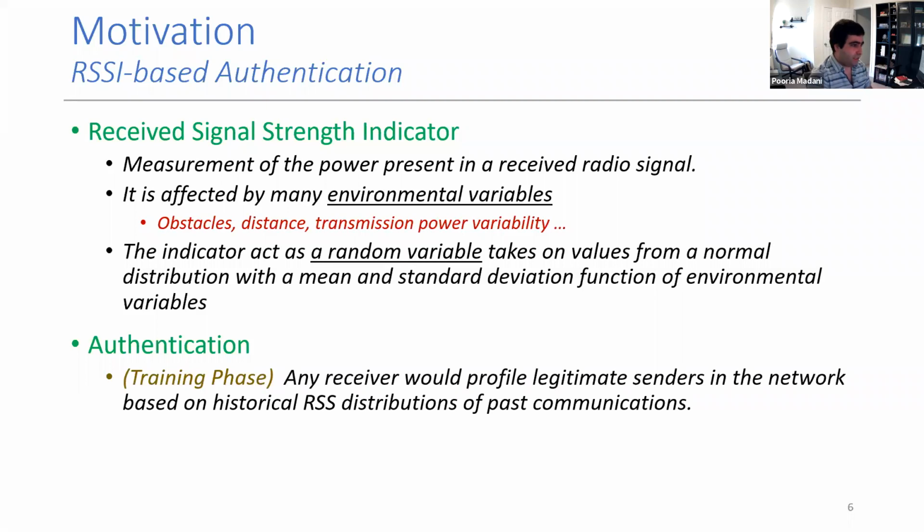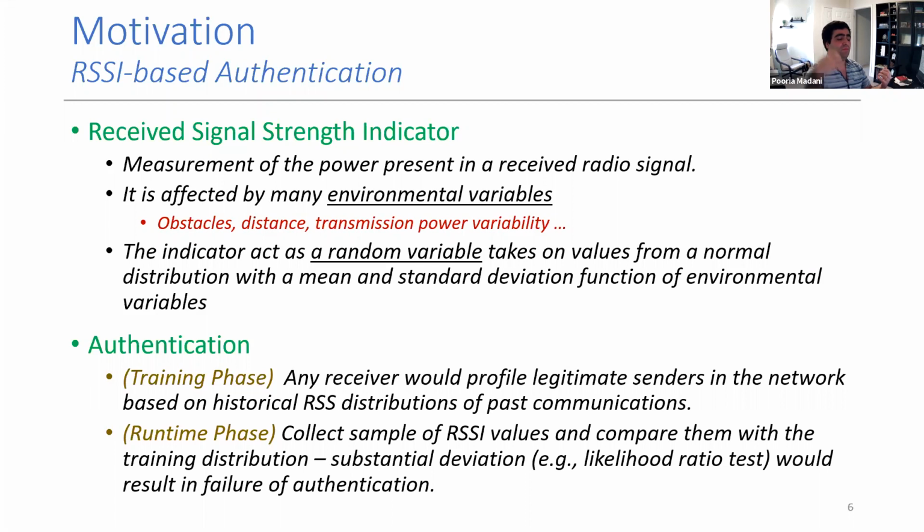So of course, the general idea behind such RSSI-based, received signal strength indicator-based, authentication is of two phases. The first phase is the training phase, where we are assuming that the participating nodes are stationary, and that's not my assumption. This is the state-of-the-art assumption by the community, that the receiving node will profile the sending node by collecting some samples and forming the RSSI distribution. At runtime, they collect the RSSI values again, and they compare the collected sample with the training sample, such as, for example, likelihood ratio tests, to see if there's a substantial deviation from that profile. It's a form of anomaly detection, if you will.